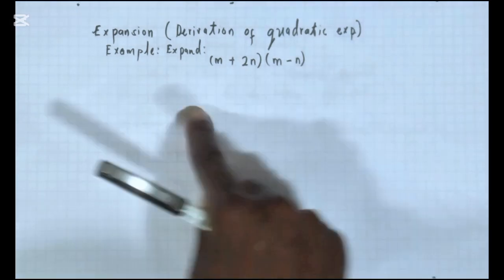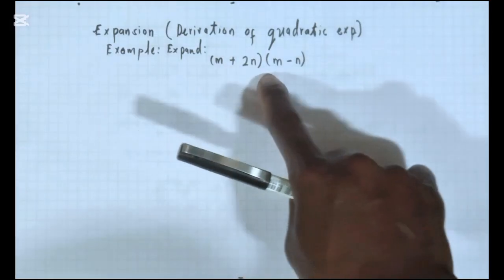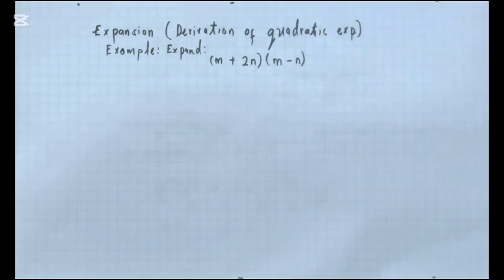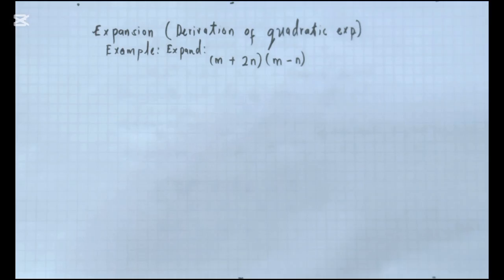And so we're going to handle this example here. We're going to expand m plus 2n and m minus n. These two are first degree linear equations, and so by expanding them, we are expecting to derive a quadratic expression.